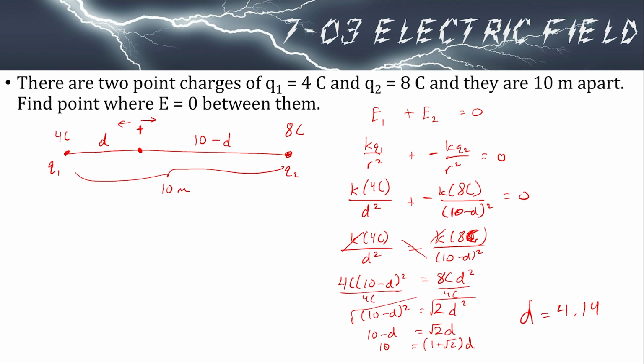So that means if d is 4.14, the other side is 5.86. So where is it? It is 4.14 meters from Q1.